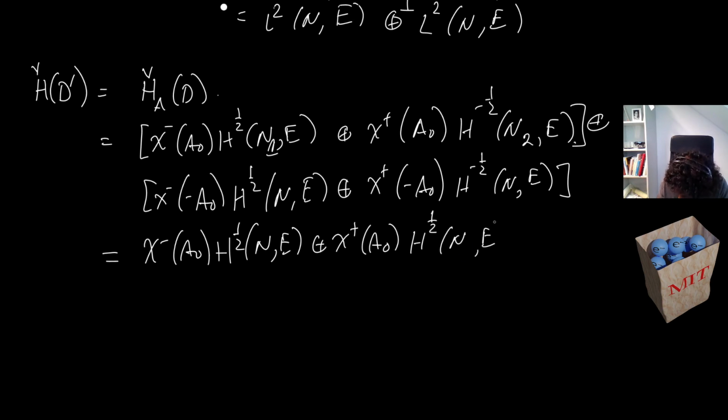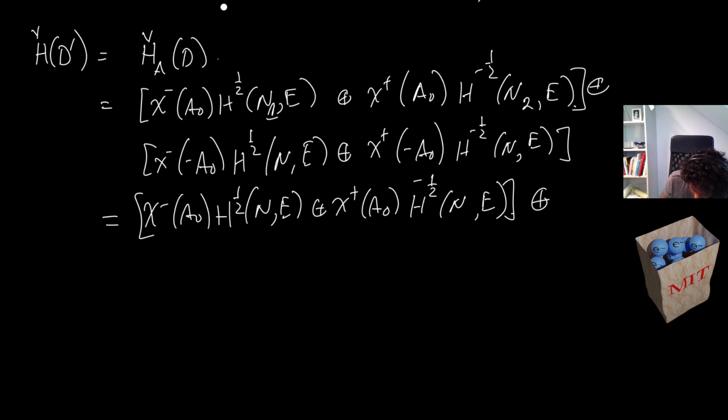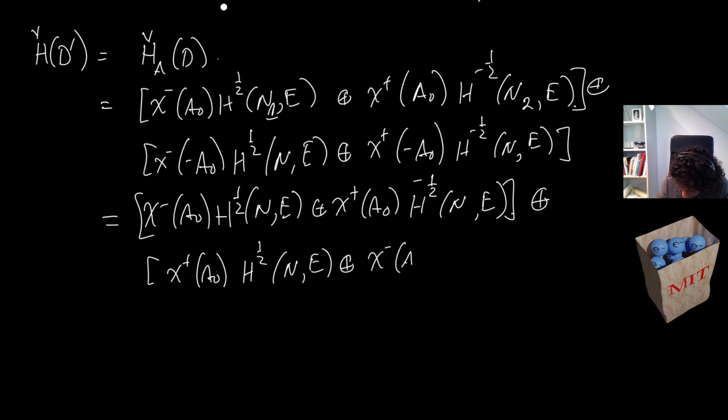Oops, N of E, minus a half. And then in the second copy, we actually get chi plus A naught H half. If we want to describe it in terms of this A naught, chi minus A naught H minus a half N E. Okay, so that's the weird little thing that happens here. So the negative spectral projection part is this. So this is really the negative spectral projector, and this is the positive spectral projector.